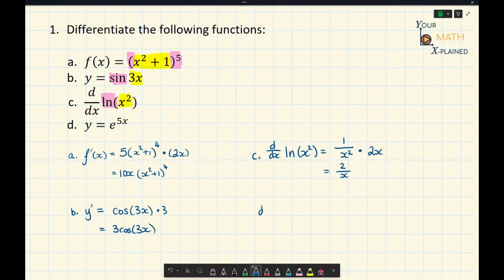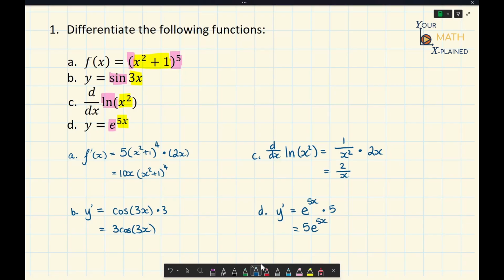And then finally, the last one, our inside function is 5x, and the outside function is our exponential function. So therefore, y prime is equal to, now the derivative of e to the x is just e to the x. So therefore, this is going to be e to the 5x, and then we multiply it by the derivative of 5x, which is just 5. So y prime is equal to 5 times e to the 5x.